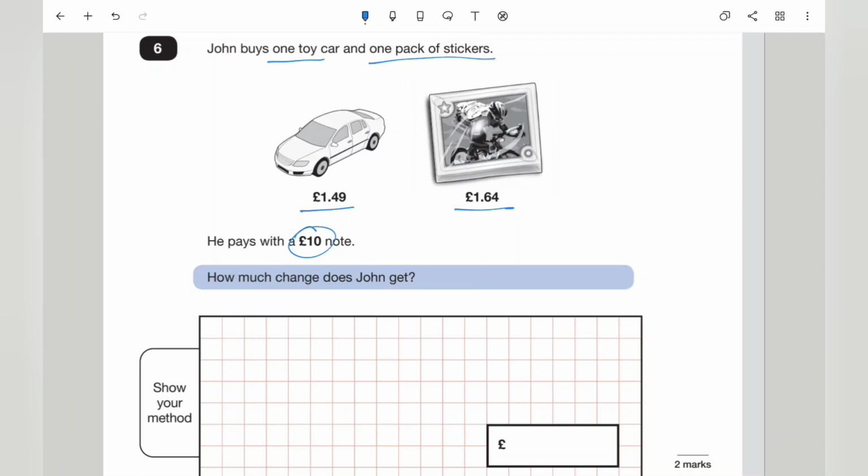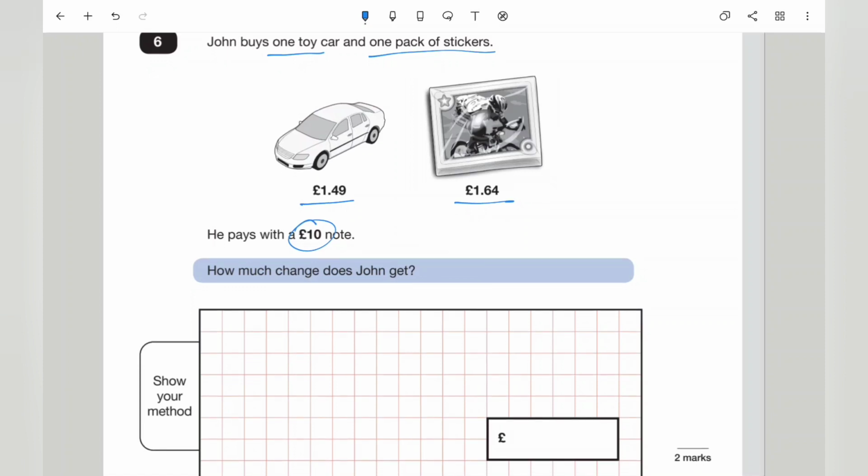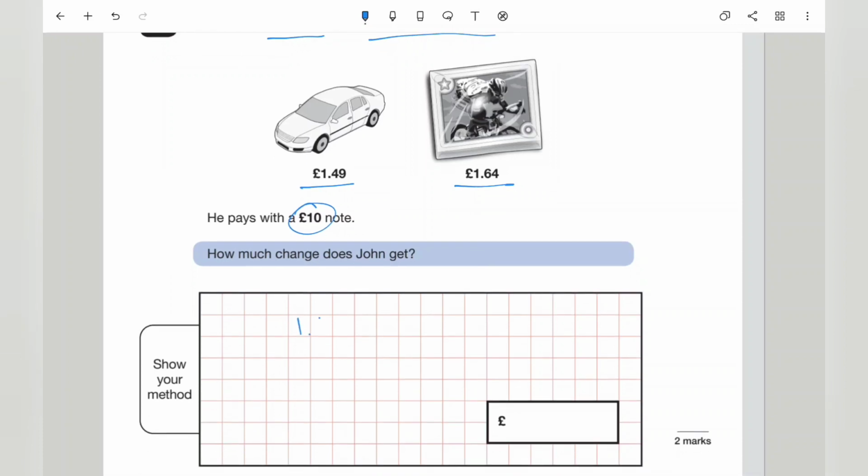We know the price is there. So to work out the total cost, we have to add them. Let's work this out together. We have £1.49 plus £1.64. If I use column method, we can work out the total cost. 9 plus 4 is 13. So I put 3, carry over 1. 6 plus 4 is 10. 10 plus 1 is 11. So I put 1, carry over 1. 1 plus 1 plus 1 is 3. So we get £3.13. That is the total cost for John.